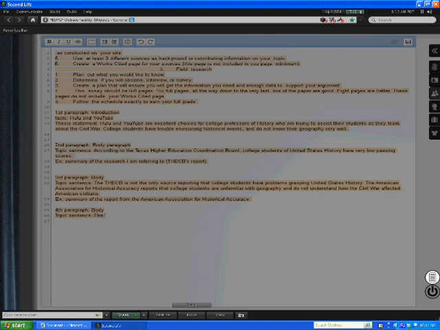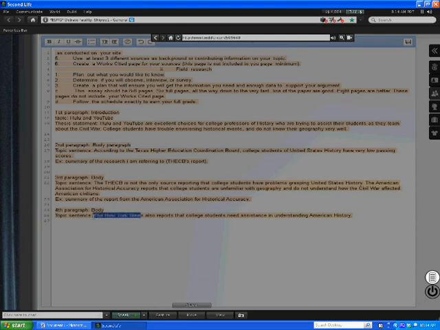So the New York Times also reports that college students need assistance in understanding American history. Alright, and so if you do use a newspaper article, you have to underline the title.